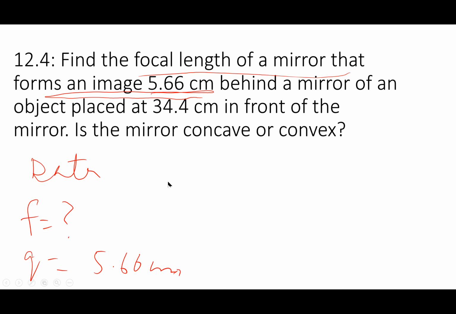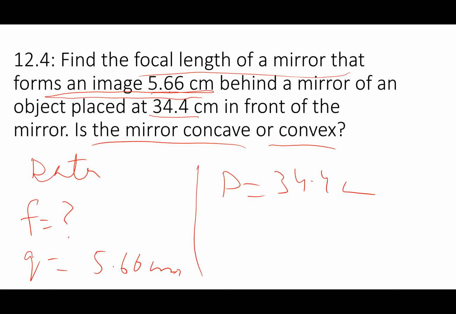Distance of image. Distance of an object is 34.4 centimeter in front of the mirror, P is equal to 34.4 centimeter. Is the mirror concave or convex? The image is behind, so it should be taken negative. Object distance is given.